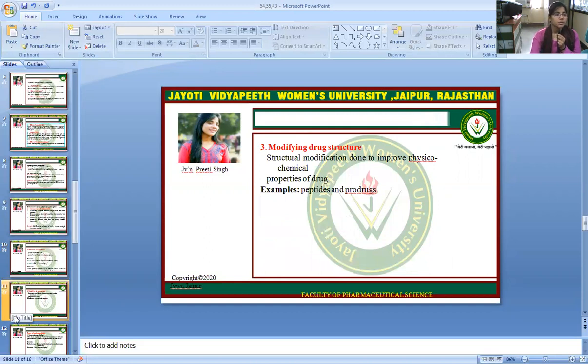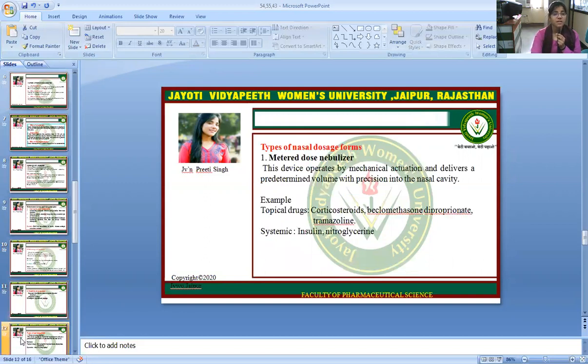products. So the types of nasal dosage forms: the metered dose nebulizer, a device that operates by mechanical actuation and delivers a predetermined volume with precision into the nasal cavity. Examples, topical drugs: corticosteroids, beclomethasone dipropionate, and tramazoline. The systemic ones are insulin and nitroglycerin.